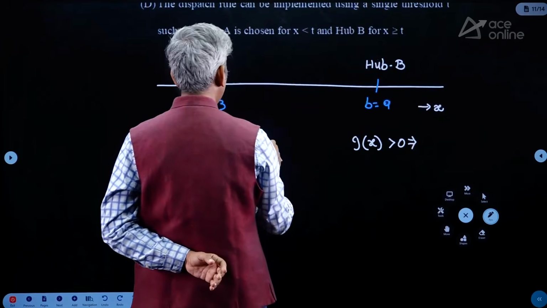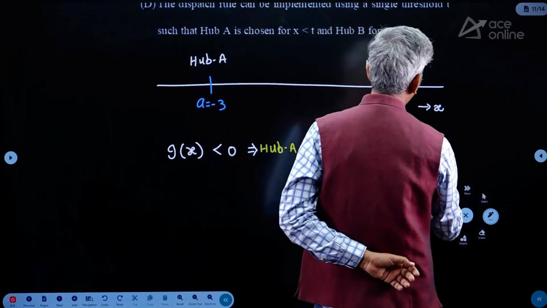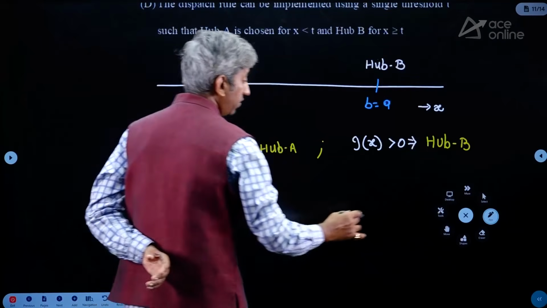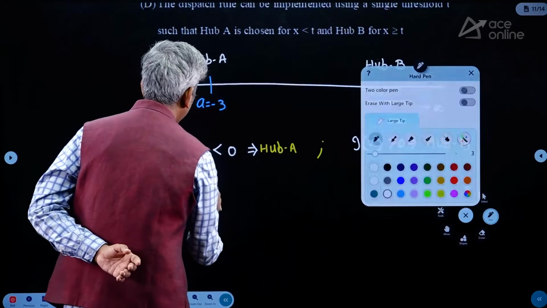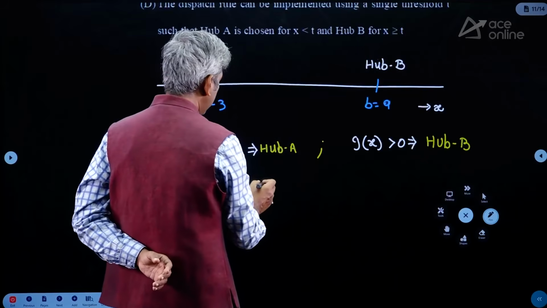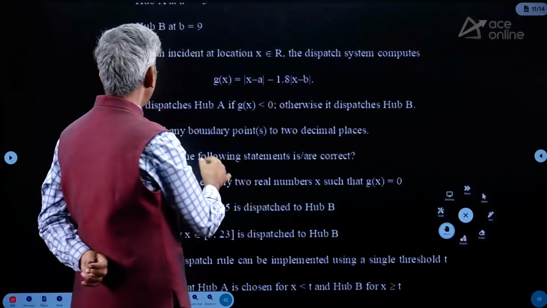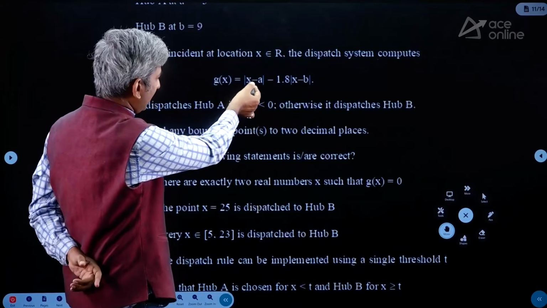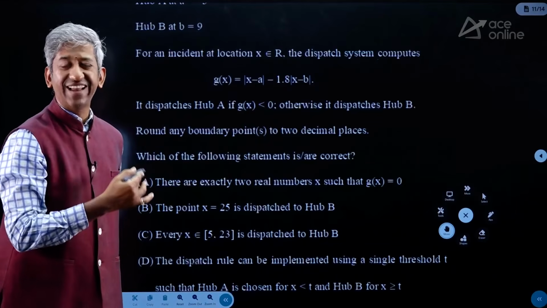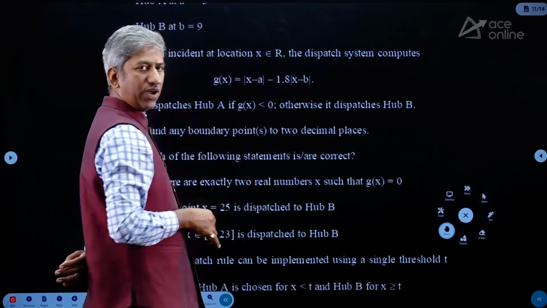If it is less than 0, then hub A. And if it is greater than 0, then hub B needs to be responded. And what is this g of x? Your g of x is given as the Manhattan distance of the incident happened point, that is x, to A, and the Manhattan distance of the incident happened point to B. And of course, this is scaled by a factor 1.8.